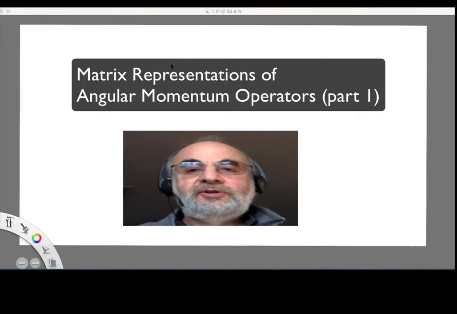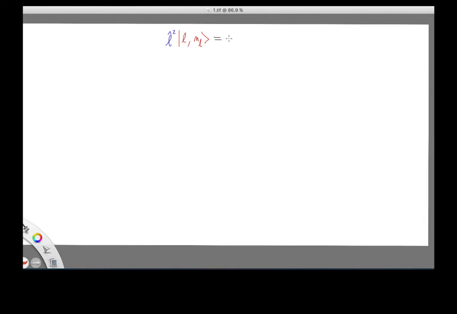In this presentation I'm going to show how one constructs matrix representations of the angular momentum operators. So we've already seen that we can define angular momentum eigenfunctions which have the property that they're simultaneous eigenfunctions of the L squared operator with eigenvalue h bar squared L plus 1, and also of the Lz operator, the angular momentum along the z-axis, with eigenvalue h bar ml.